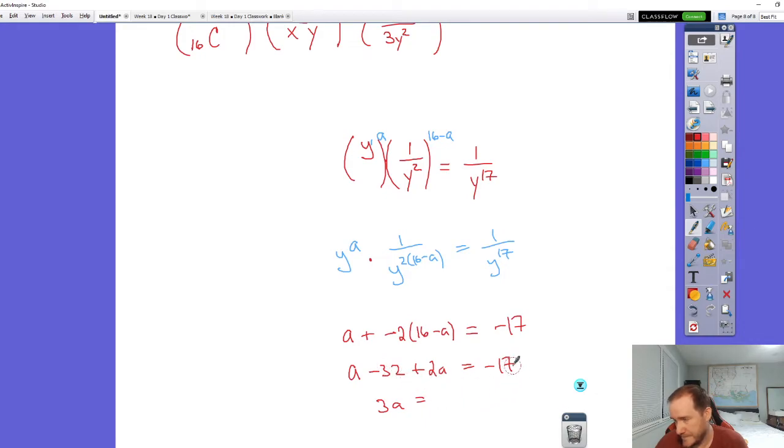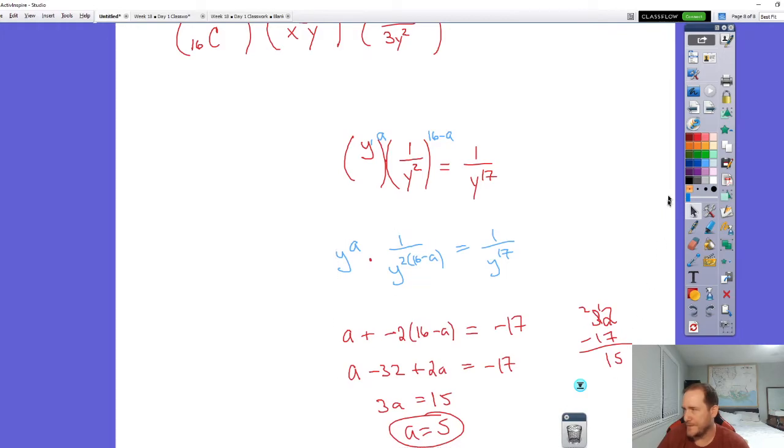Add the 32. So 32, take away 17 is 15? Yeah, makes sense. Okay, 15. So A is 5. Whoop-de-doo. Okay, there again, there's nothing like this. You guys shouldn't have to solve a whole equation to figure out what the powers are supposed to be. Everything's going to be a little more straightforward.